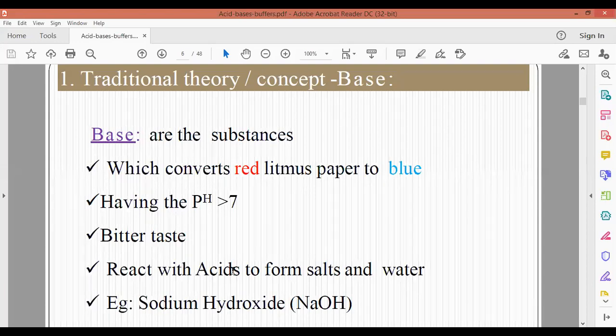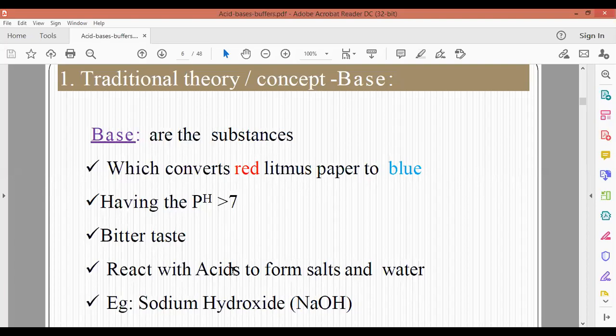So the compound which shows a pH greater than 7 acts as a base. Bases are bitter in taste. Just to check, does NaOH have a taste? Practically, when you test it, they actually have a bitter taste.